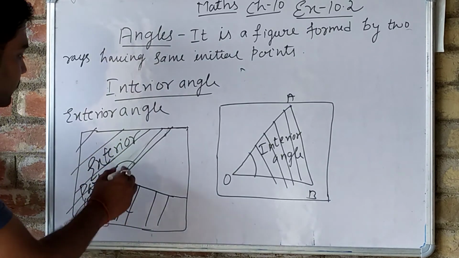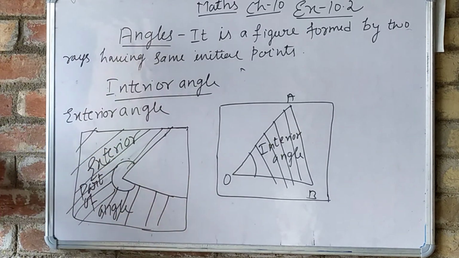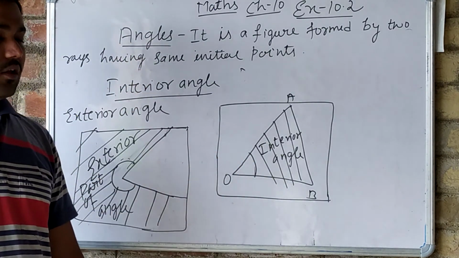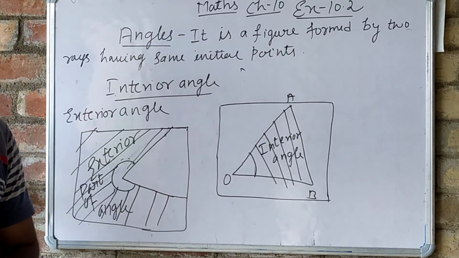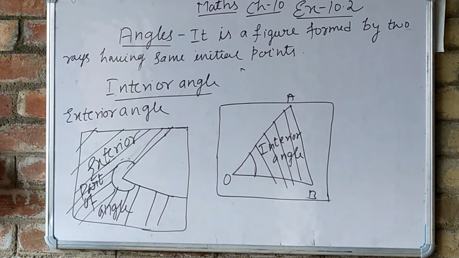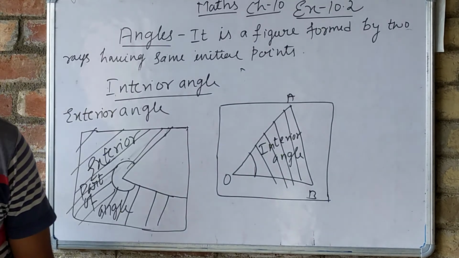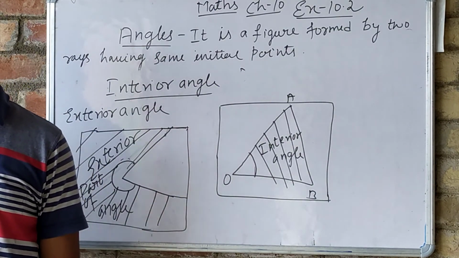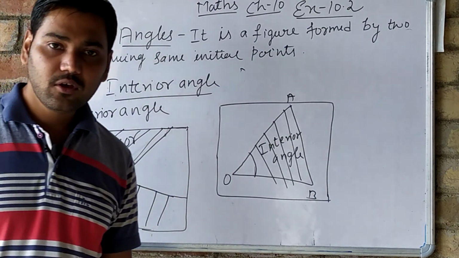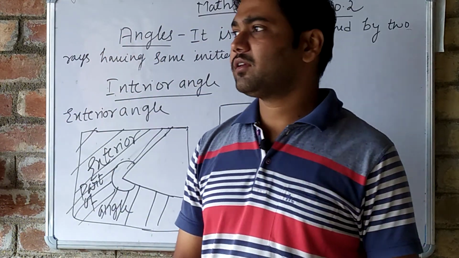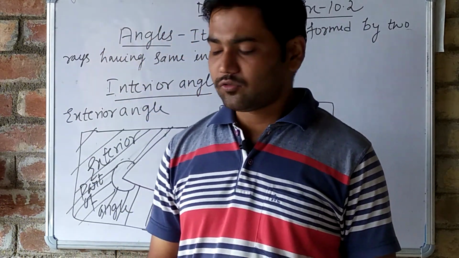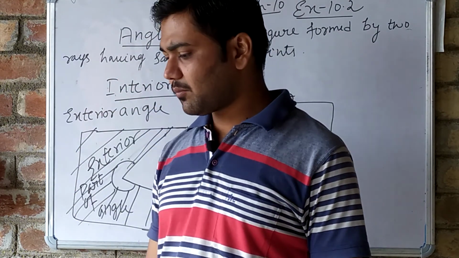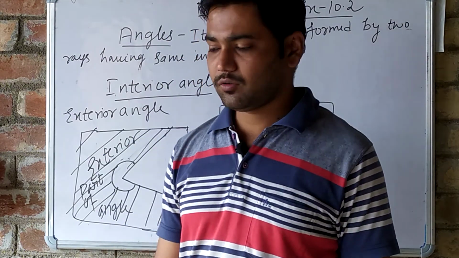So exterior angle means the outer angle, and interior angle means the inner side of the angle. So this is the exterior and interior angle, which I think I have made very clear to you all. Now this is a very small exercise. I have covered each and everything very clearly in this exercise. So now you all complete this exercise. Only 3 questions we have. If you have any problem you can ask me. Okay, thank you.